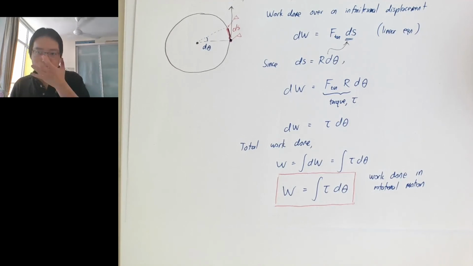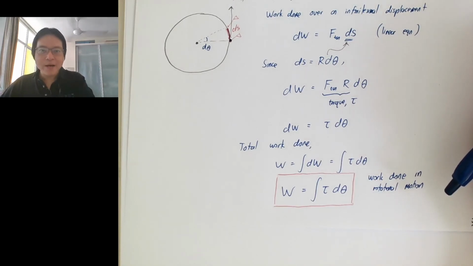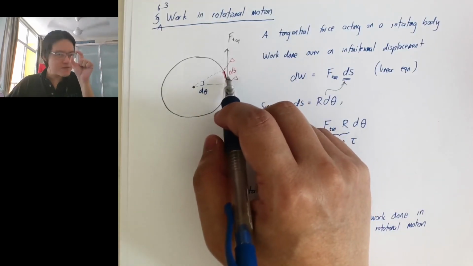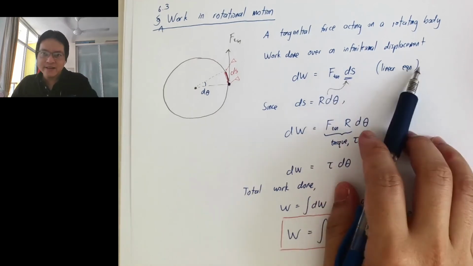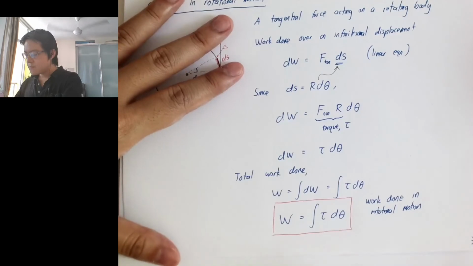Yeah, differential. It's not straight, but if s is small, yes. The reason why I can use this is that the displacement is very, very small. So it's a curve, but if it's short enough, it's almost straight. If it's almost straight, then we can say it's ds, almost like a linear equation. Okay, make sense?